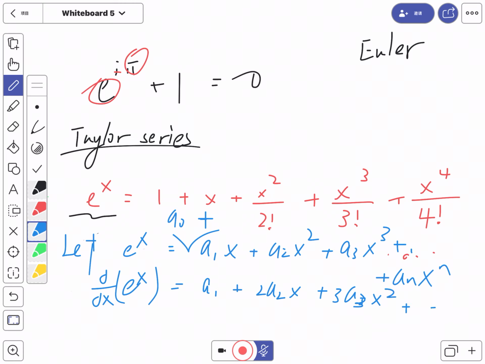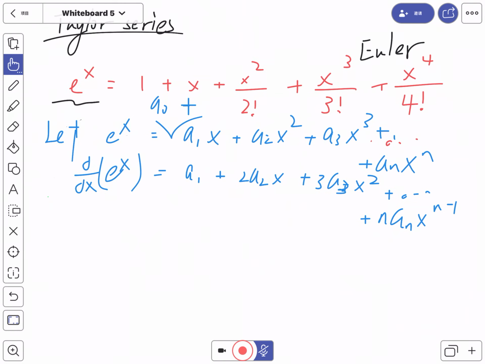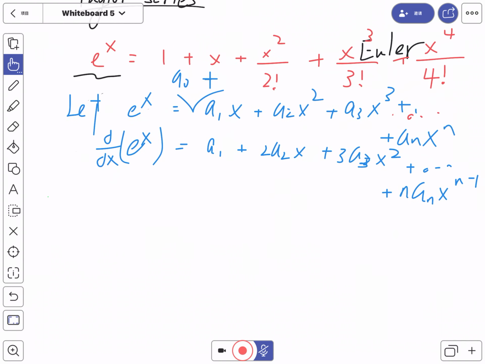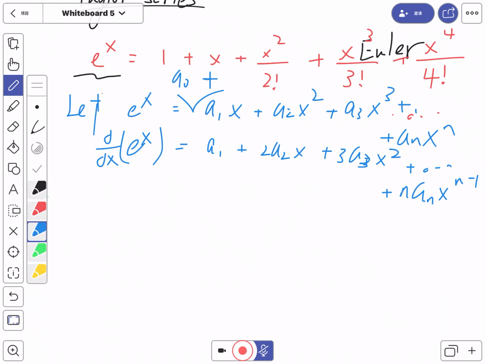Now we have n an x to the n minus 1 power, as n goes to infinity. This is pretty significant, because now we see that a0 is equal to a1, and a1 is equal to 2 a2, because looking at this, we're matching the same coefficients.